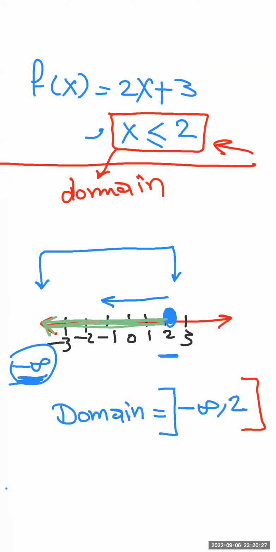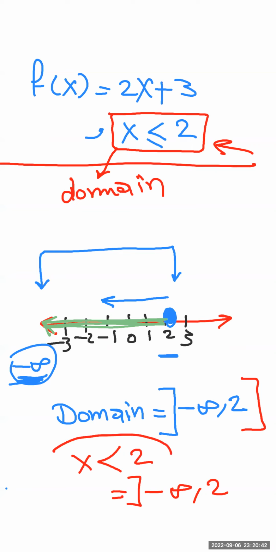But if it was only x smaller than 2, the domain will become like that, negative infinity and 2, open at negative infinity by default. But from the side of 2, because it's only smaller than 2, this means 2 is not included. There is no equality sign, so it's open from that side also.